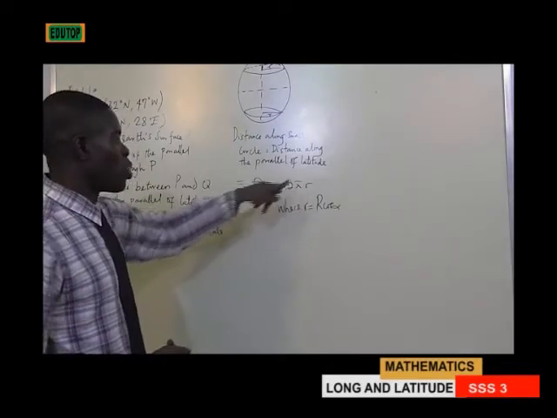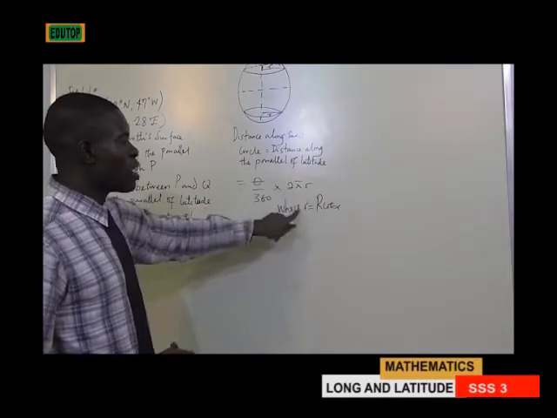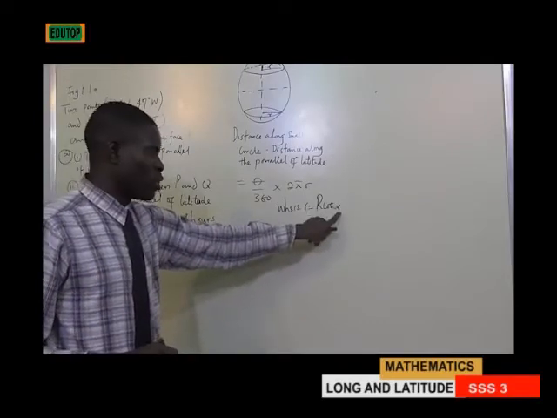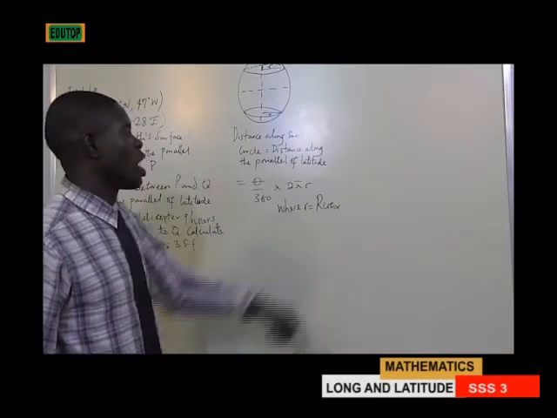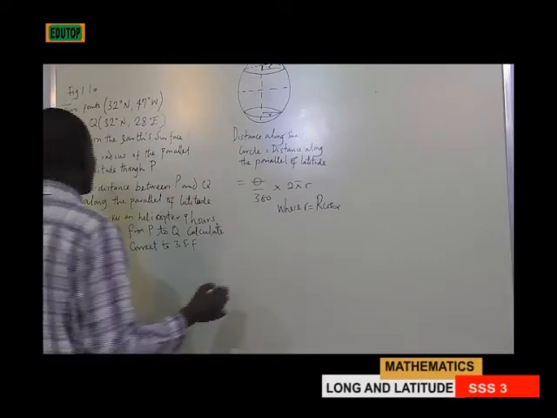But this time around, we have theta over 360 times 2 pi small r, where the value of this small r is R cos lat, which is also known as R cos alpha. So let's see some examples to justify that. Example in figure 1.1a is a question. Two points are this and this. So the first thing we have to do is to draw the diagram.